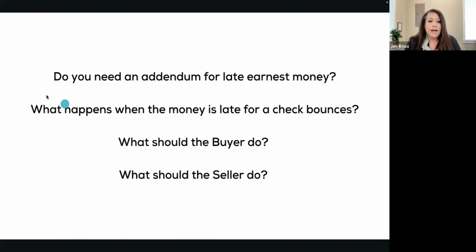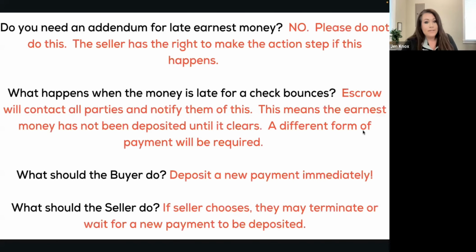So late earnest money, what happens? What should we be doing here? Do we need an addendum for late earnest money? And what happens if it's late, or what if the check bounces? So as I kind of mentioned before, we do not need an addendum to extend that buyer's timeline to turn in the earnest money. All it does is give the power back to the seller for them to decide if they want to bump that buyer out of the way, or if they want to just keep waiting for that check to come in. Let's not take the power out of our seller's hands because the buyer didn't deposit the money on time.